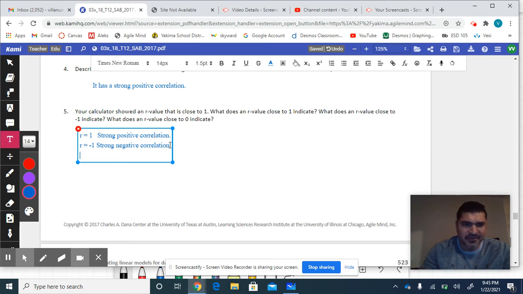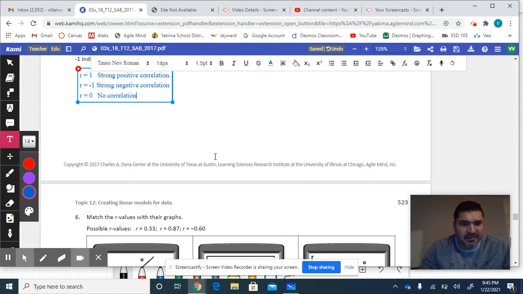And remember, if it's close to 0, so let's put R equals, when R is close to 0, there's no correlation. So the closer it gets to 0, the more there is no correlation. Okay. So let's go ahead and look at number 6.